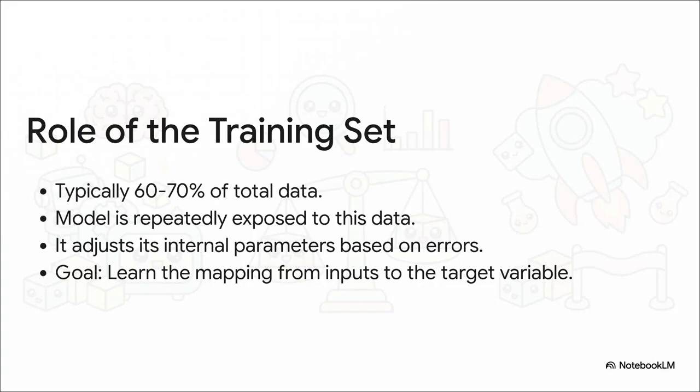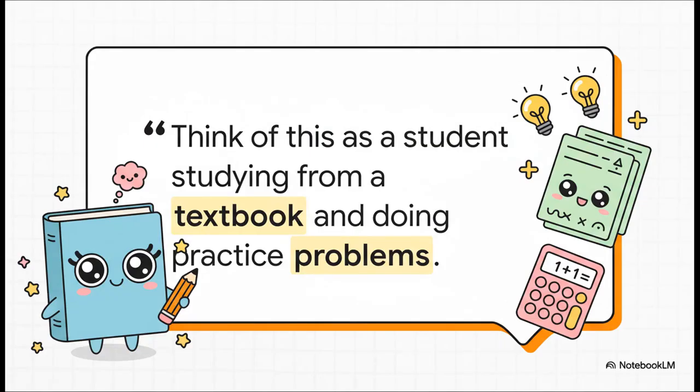So, like we said, this is the bulk of our data. The model just churns through this data over and over and over again. And every time it makes a prediction and gets it wrong, it nudges its internal settings, its parameters, just a little bit, trying to get closer to the right answer next time. The whole goal here is just to learn the relationship between the inputs you give it and the final answer you want.